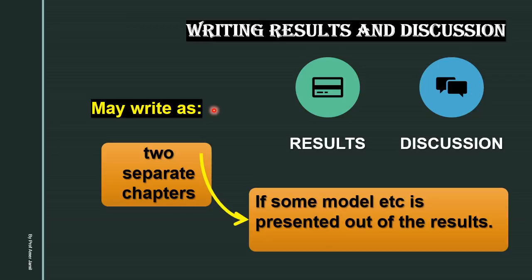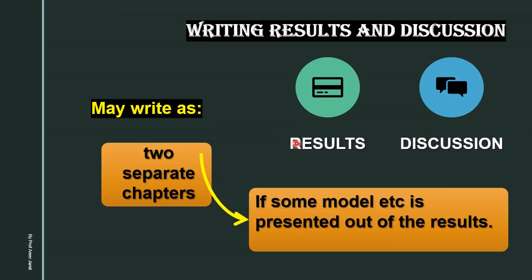Now comes the most important, you may say, chapter of the thesis, which you write after writing the review of literature and methodology. It is the results and discussion chapter, because here you are going to give the results of your research.